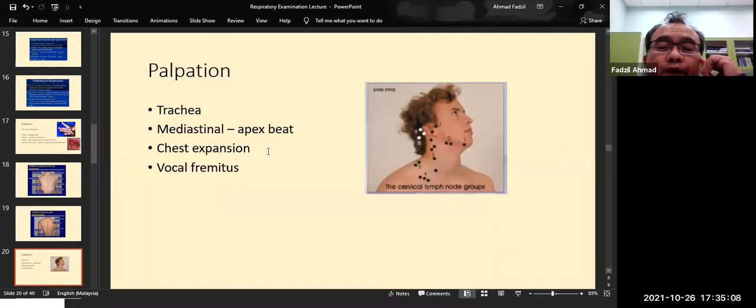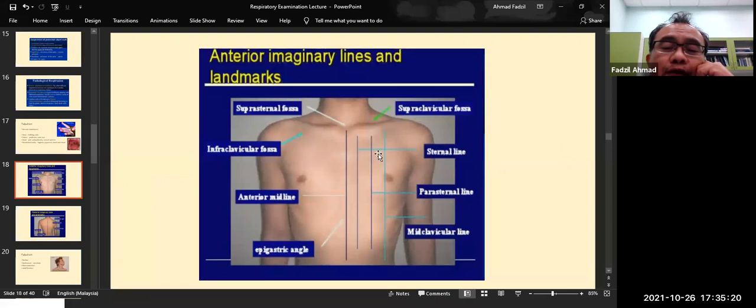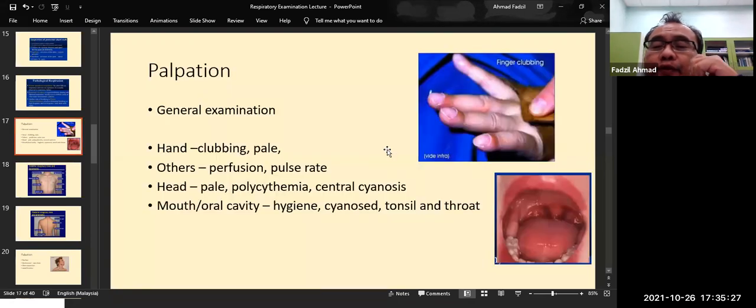Okay, after you do chest expansion, you do the vocal fremitus. For vocal fremitus, you use the back of your lateral side of your hand. You put it on the patient, the child, upper zone, mid zone, lower zone, and you ask the patient to say the words 999. You put your hand there, you feel the vibration, 999.